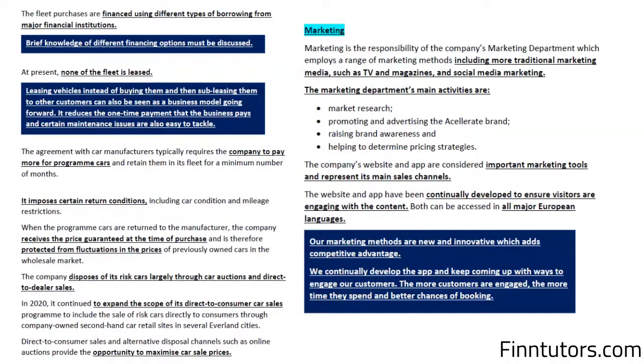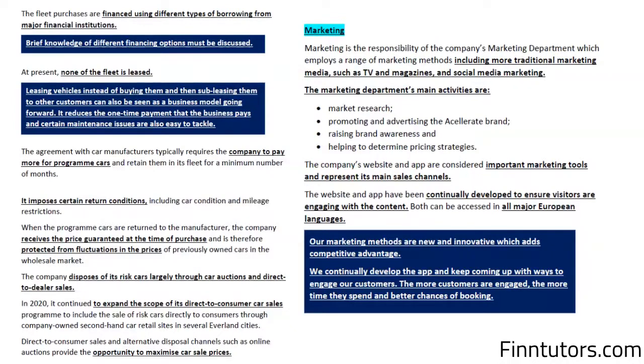Next, the agreement with car manufacturers typically requires the company to pay more for program cars, the repurchase agreement cars, and then retain them in its fleet for a minimum number of months. This is obvious. The manufacturer is going to buy it back from you, so he's going to charge you a little bit more. It imposes certain return conditions like the car condition, the mileage, etc.